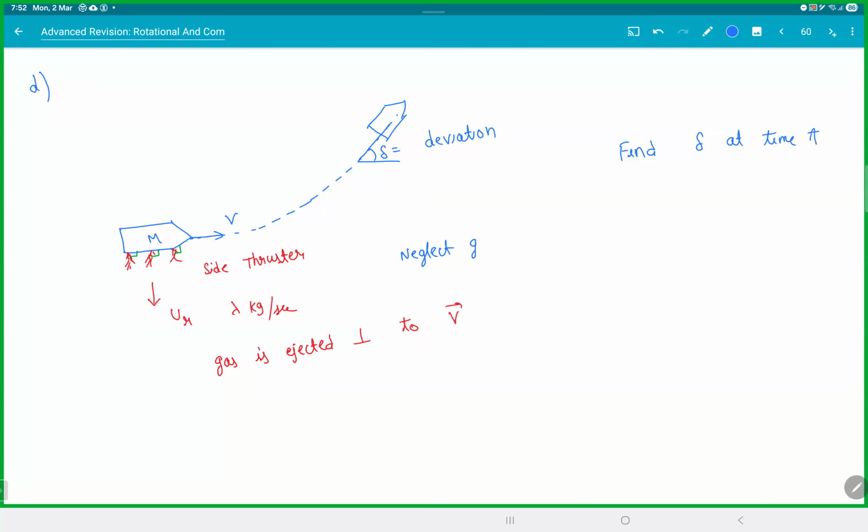You're getting the story? We have a rocket of mass m going with speed v. Suddenly you switch on the thrusters. There is no gravity, it's a vacuum, so ignore all other forces. The side thrusters generate a force perpendicular to the rocket, so they are just trying to change the angle. Because of this, the rocket will start deviating. Find the angle deviated by the rocket after time t. I could ask you like this: find the time when the rocket makes a U-turn of 180 degrees, so delta is 180 then. How do you handle this?